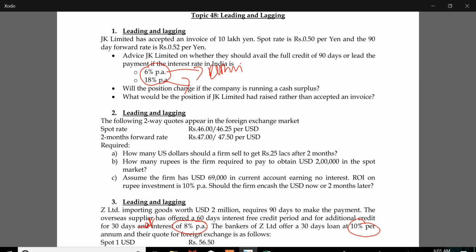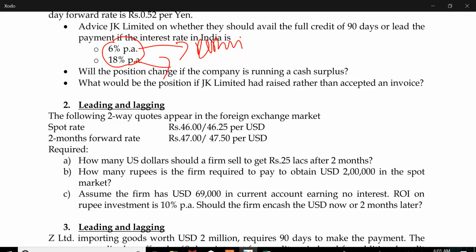The underlying principle is that we should opt for an alternative having lower outflow of INR / higher inflow of INR.